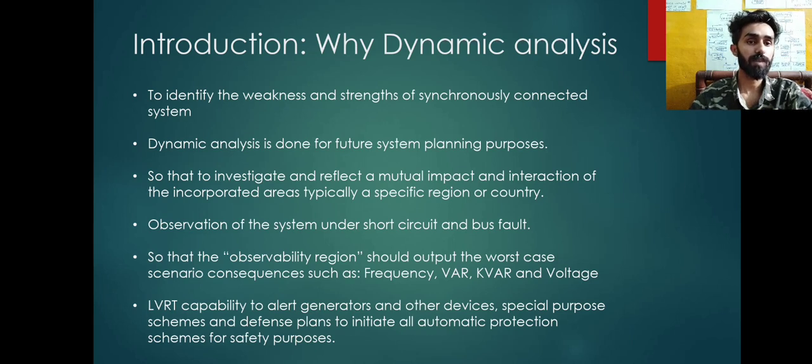Observational system under short circuit fault and burst fault are major elements of this project, so that the observability region should output the worst case scenario consequences such as the disturbance in frequency, VAR, KVAR, and voltages, etc. Whereas the LVRT capability is to alert generators and other special purpose devices and defense schemes to initiate at fault time.